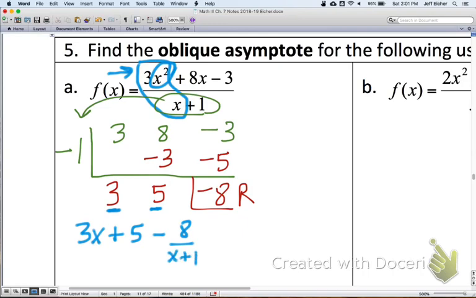So to be able to determine the equation of the oblique asymptote, the equation of the oblique asymptote is this value, this equation right here. So y equals 3x plus 5. Why don't we care about the remainder?